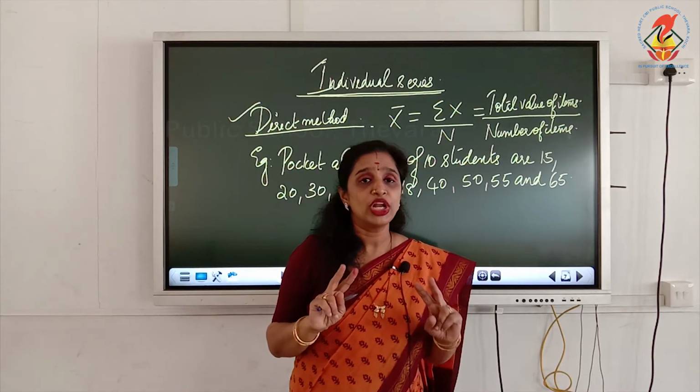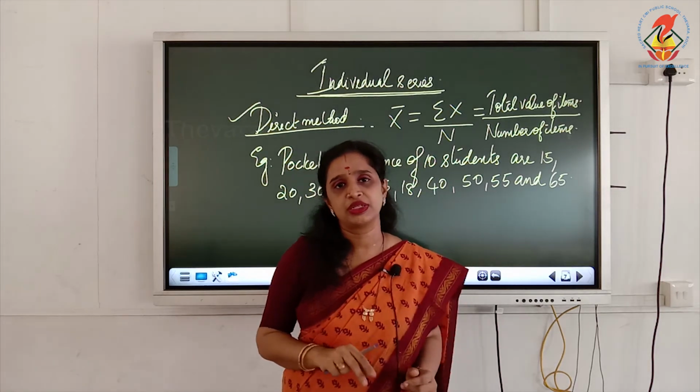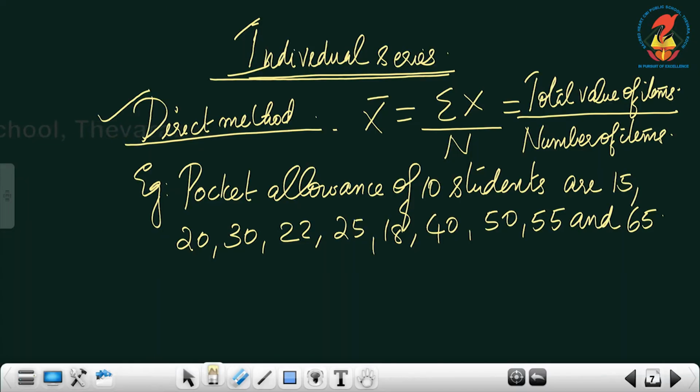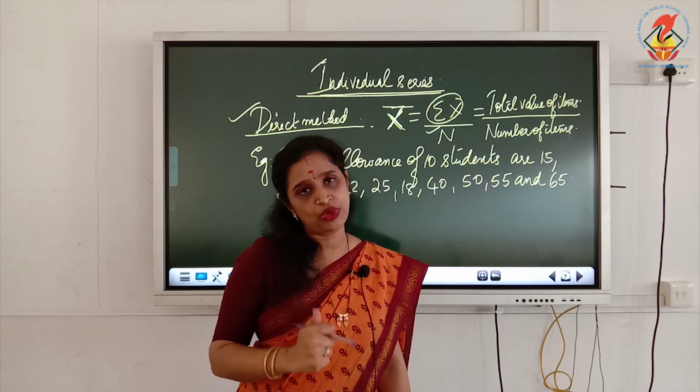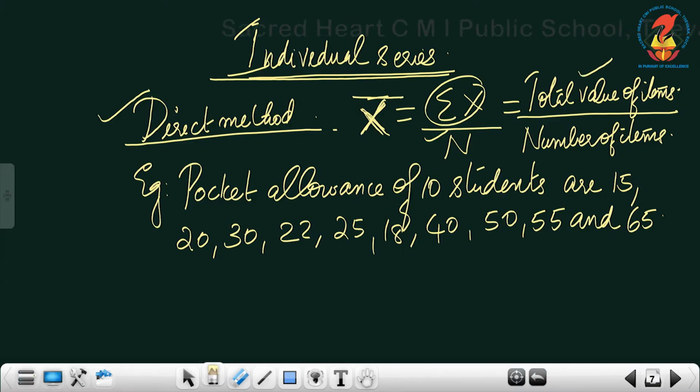I told you only two methods have to be learned here, direct method and shortcut method. So as per the direct method, how do we calculate arithmetic mean? Arithmetic mean is represented by the symbol, as you all know, x bar. X bar is equal to sigma x by n. What is the sigma x? Total of x values. So total value of items, divided by N, capital letter N. What is this N? Number of items.